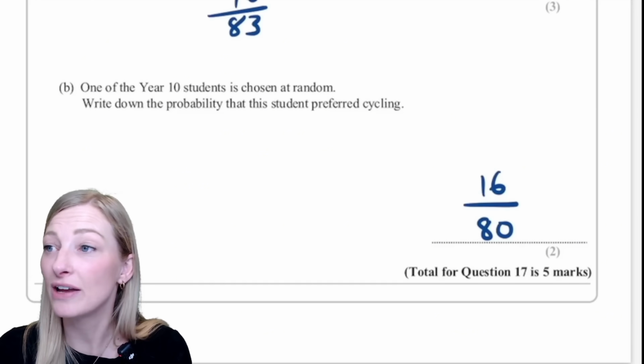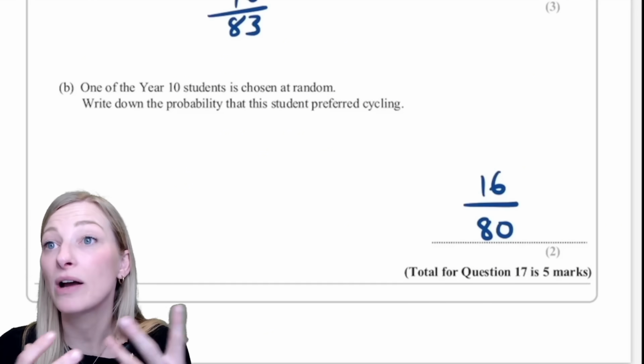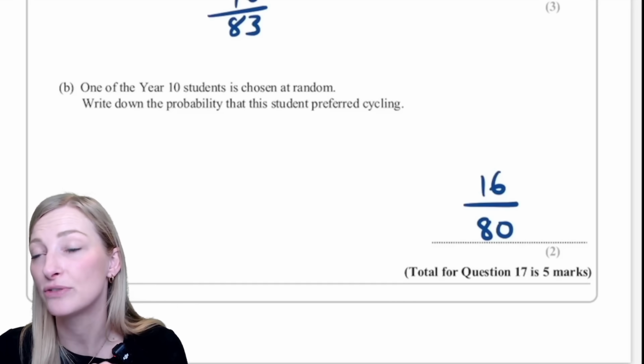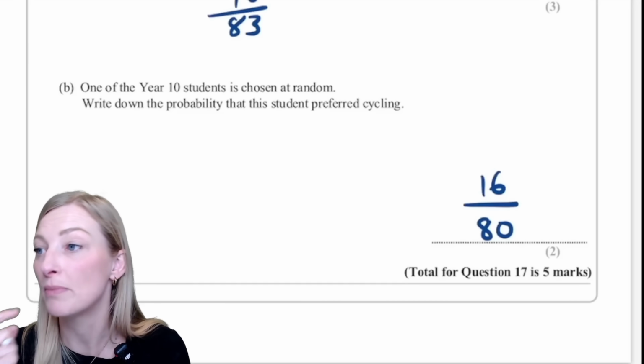You can simplify it if you want to, but if it's worth a mark, it will always say, give your answer in its simplest form. And it didn't, and I wouldn't bother for probability.